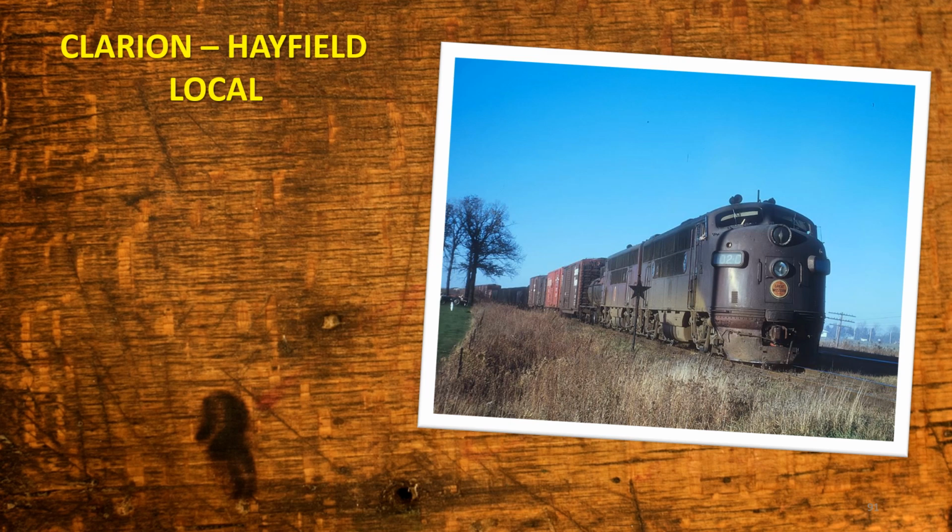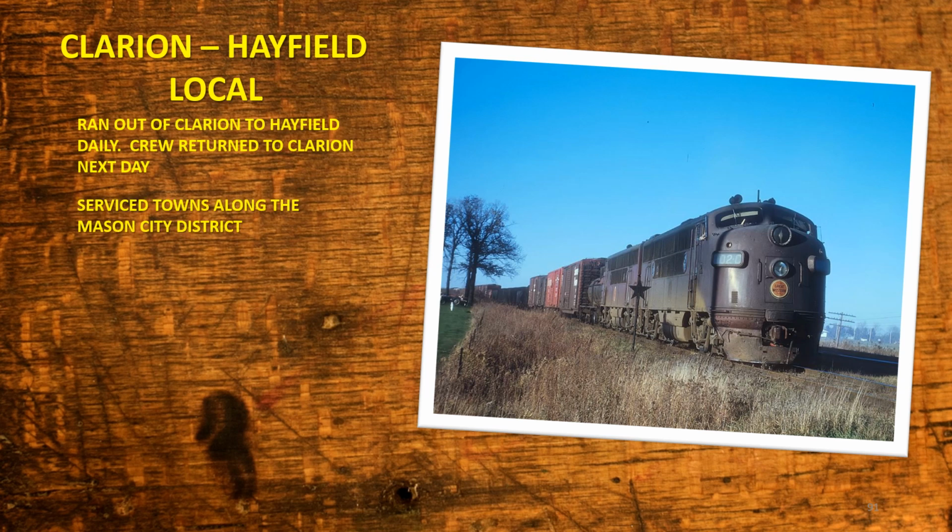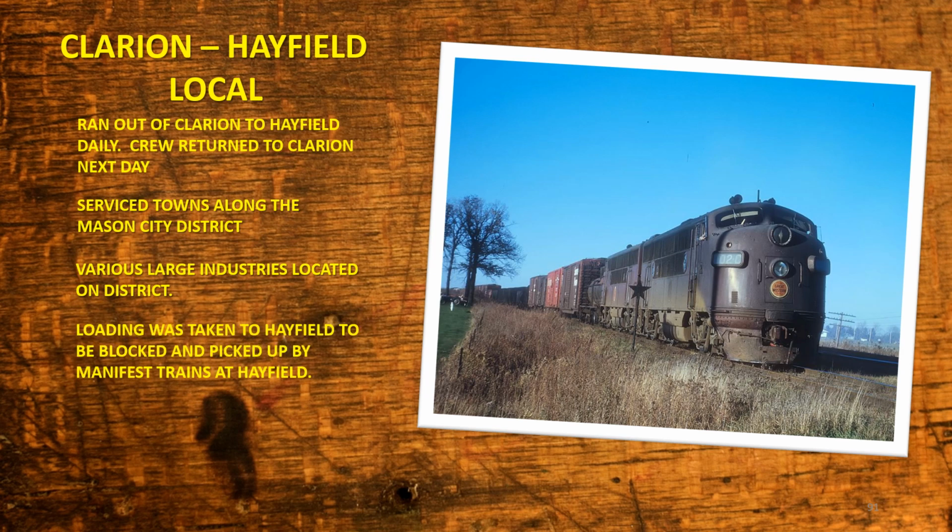This is a Walt Dunlap shot again of the Clarion Hayfield local. Typical power on this local was also just two F units. Like I said, it ran out of Clarion to Hayfield, returned the next day, serviced towns along what they call the Mason City district. Various large industries were located on the district. Loadings were taken to Hayfield to be blocked and picked up by manifest trains at Hayfield. So like I said, it gives more activities and more things for the crews at Hayfield to do.